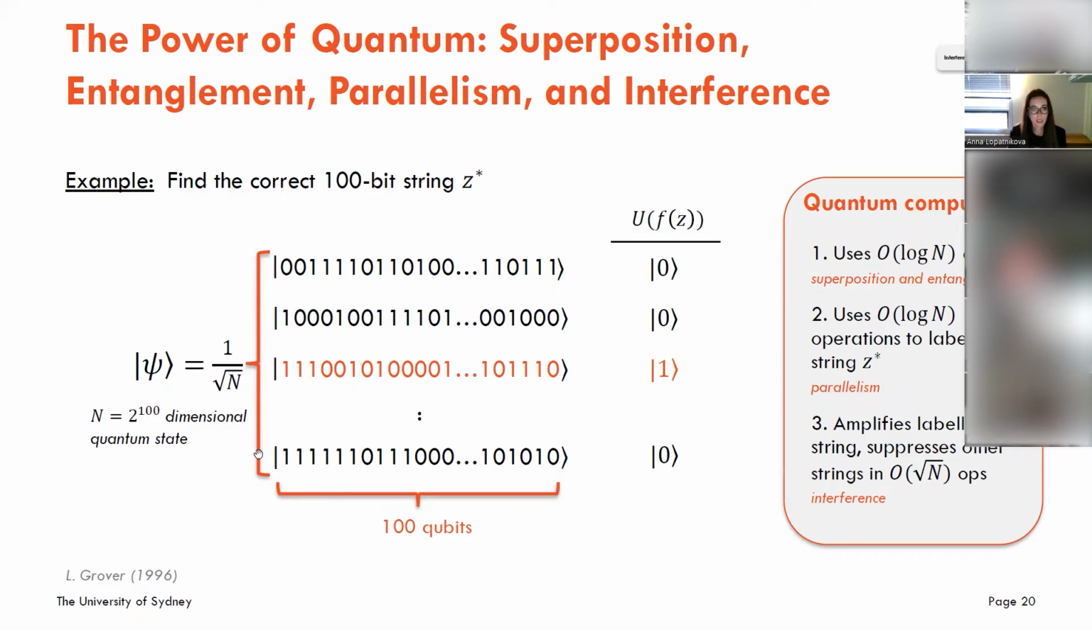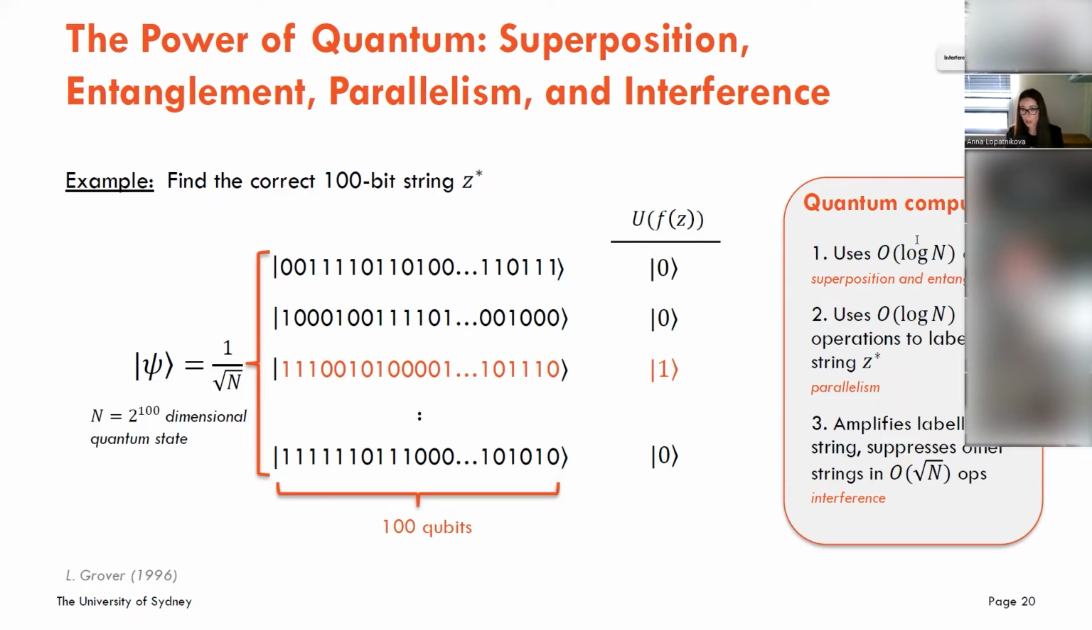And the state is a 2 to the 100th power dimensional state, right? Our n is 2 to the 100th power. And it's possible, fairly straightforwardly, to create a unitary operator that will test each of these strings in parallel and record in an extra qubit the label of the strings. So it will label the wrong strings as 0 and the correct string as 1 in this extra qubit that we attach to the system.